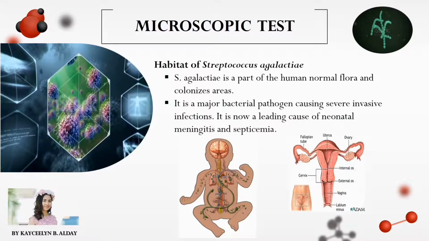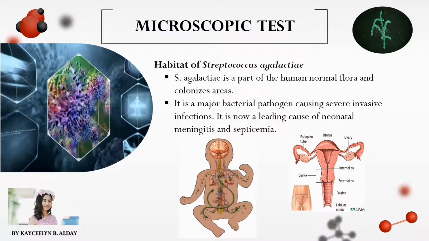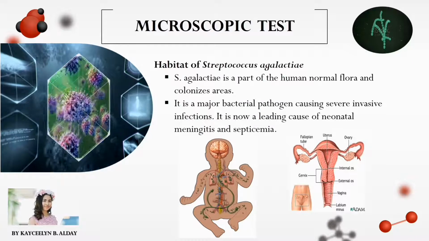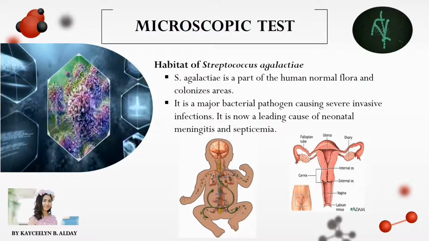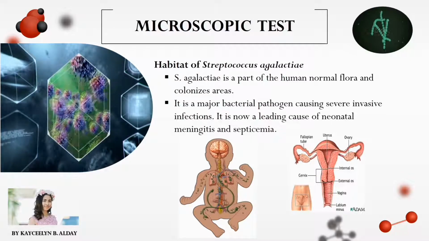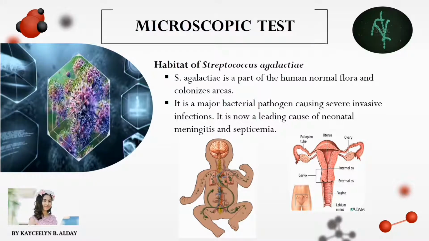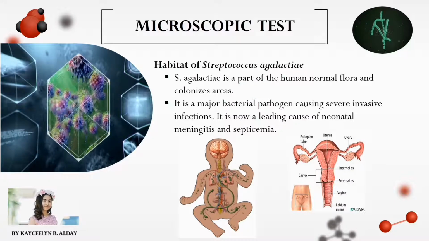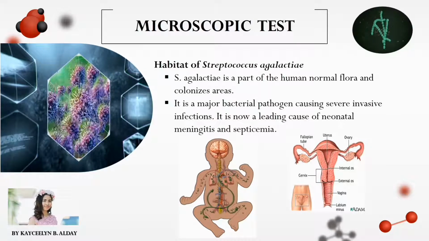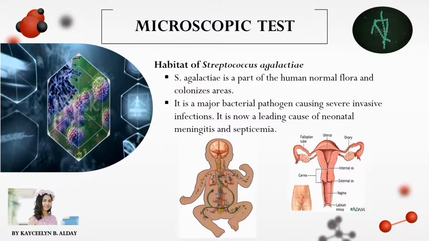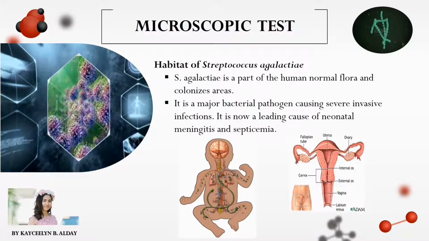Streptococcus agalactiae is a part of the human normal flora and colonizes areas like the gastrointestinal tract and the genitourinary tract of post-adults, but it is also associated with severe invasive infection, mostly in neonates, pregnant women, older adults, and other immunocompromised individuals. It is considered a pathobiont that converts from the asymptomatic mucosal carriage state to a major bacterial pathogen causing severe invasive infection. It is now a leading cause of neonatal meningitis and septicemia.